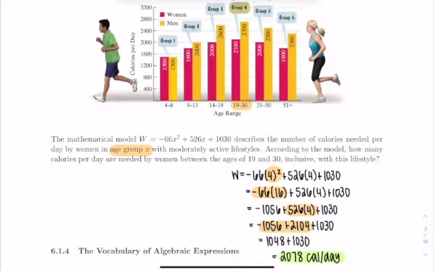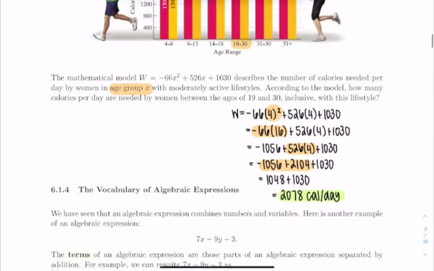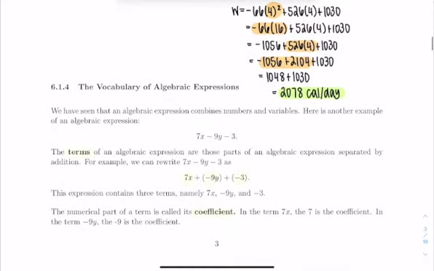We have seen that an algebraic expression combines numbers and variables. Here is another example of an algebraic expression: 7x minus 9y minus 3. The terms of an algebraic expression are those parts of an algebraic expression separated by addition. For example, we can rewrite 7x minus 9y minus 3 as 7x plus negative 9y plus negative 3. And so everything in between our plus symbols is our terms. So 7x, negative 9y, and negative 3.